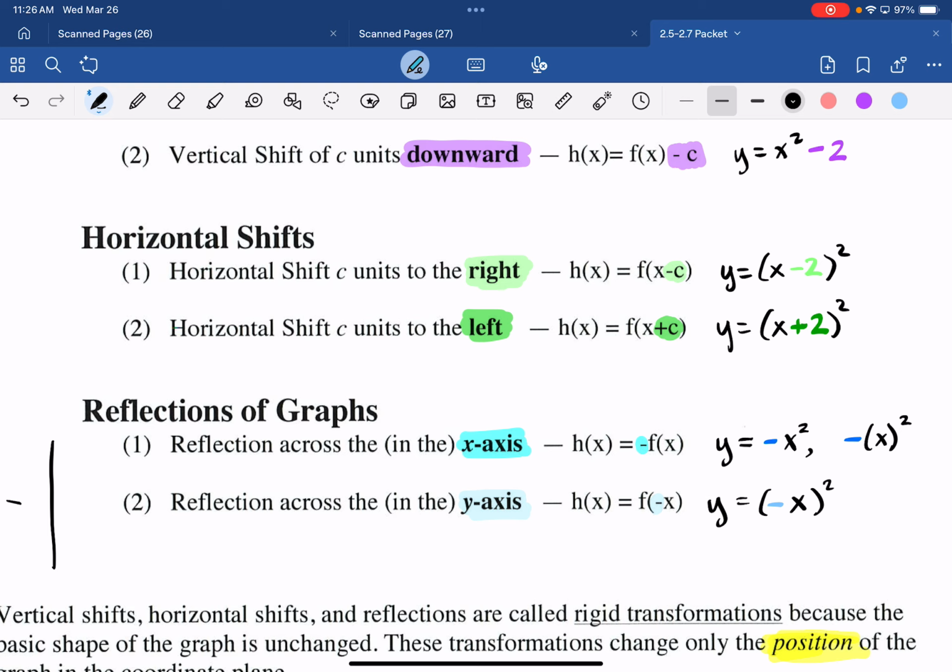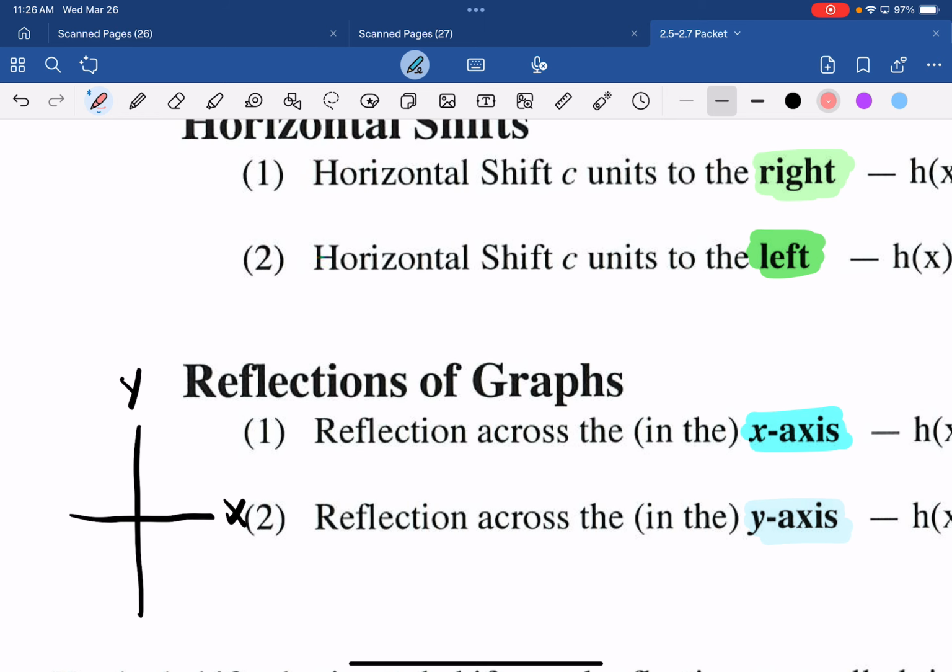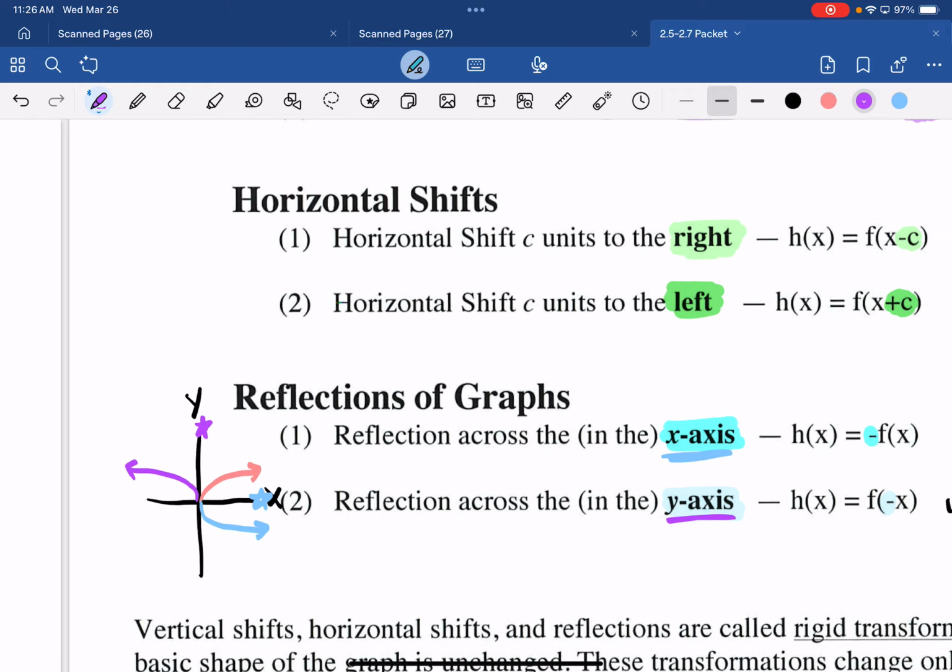So for example, here's my coordinate plane, there's my Y and my X. Let's use my parent function. Oh, that's actually not a good example. Here, let's do the square root. So there's the square root function. If I'm reflecting over the x-axis, my graph would look like that. If I'm reflecting over the y-axis, it would look like that. So that's what we mean by x and y axis reflections.